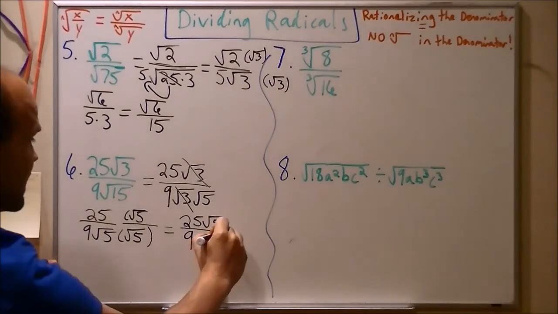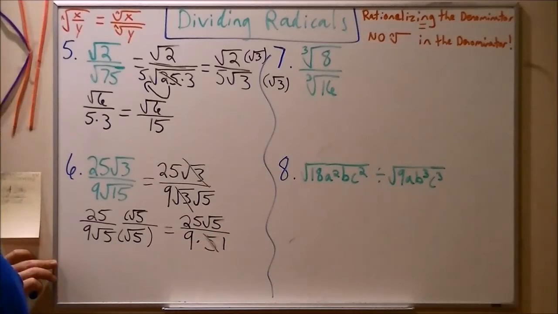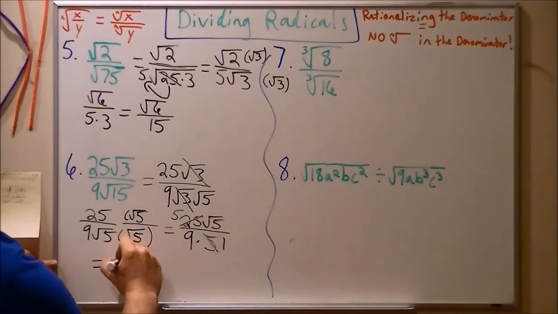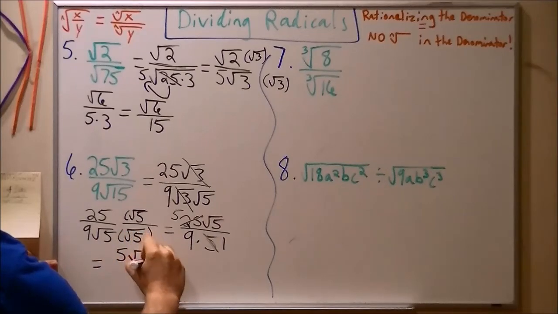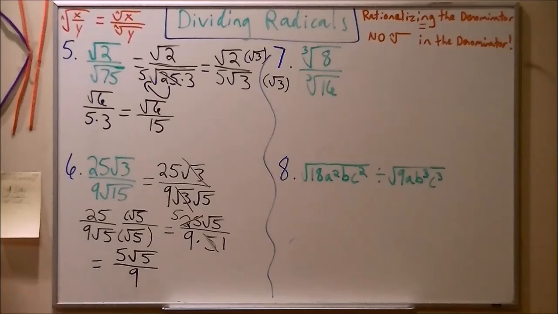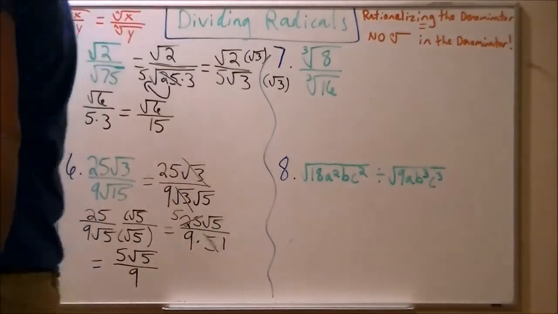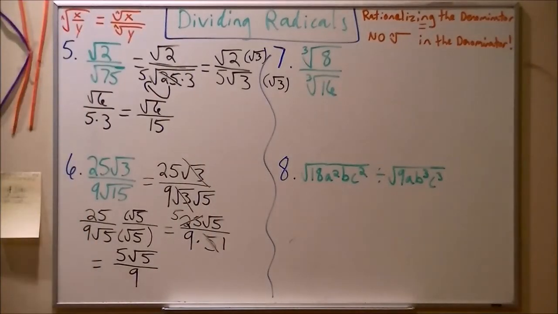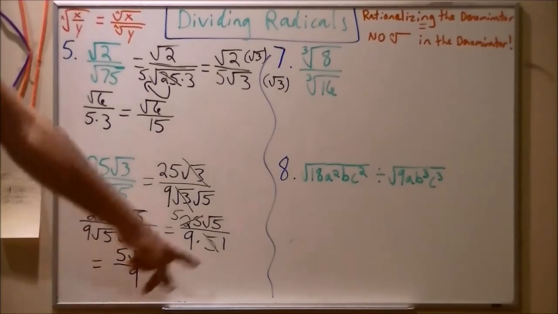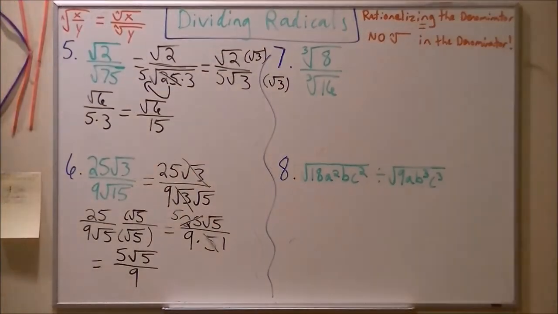5 will go evenly into 25 how many times? 5 times. Okay? And so now what I have, guys, is my final answer: 5 square root 5 over the number 9, and that cannot be reduced anymore. 5 square root of 5 over 9. And so I got rid of my rooted term in the denominator, so now I have a correct answer.